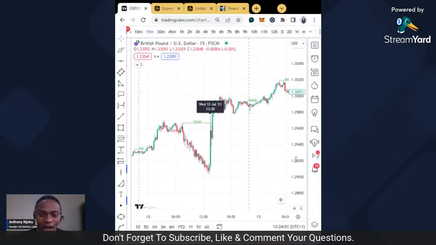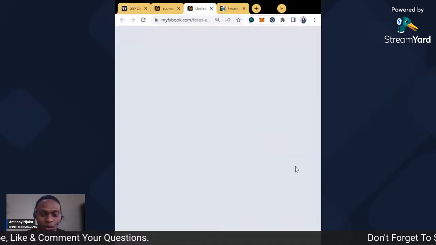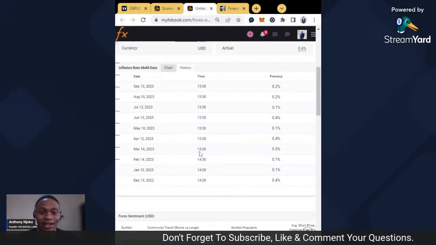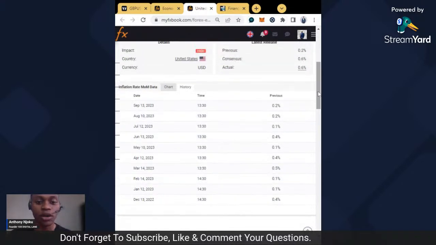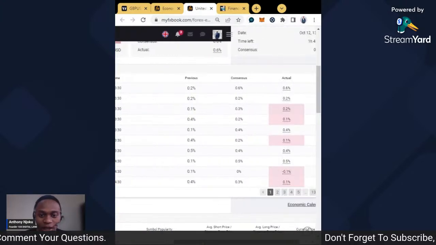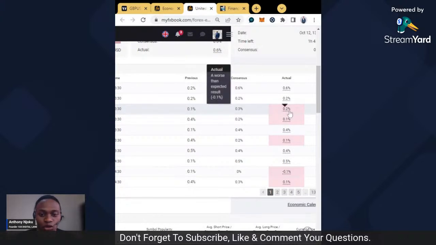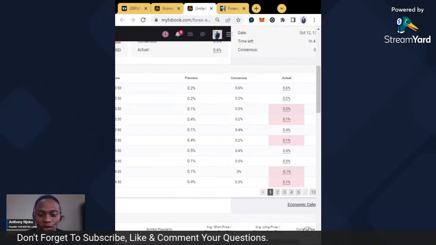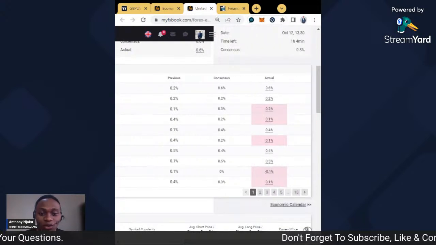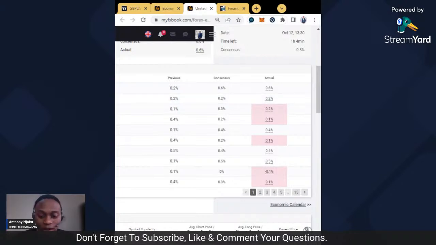So this is July 13th. The market went up, and why the market went up massively was because of CPI. This was the CPI data for July. It was below the forecast, and that was on July 12th. And the market went up massively. Then we have another CPI that played out on.